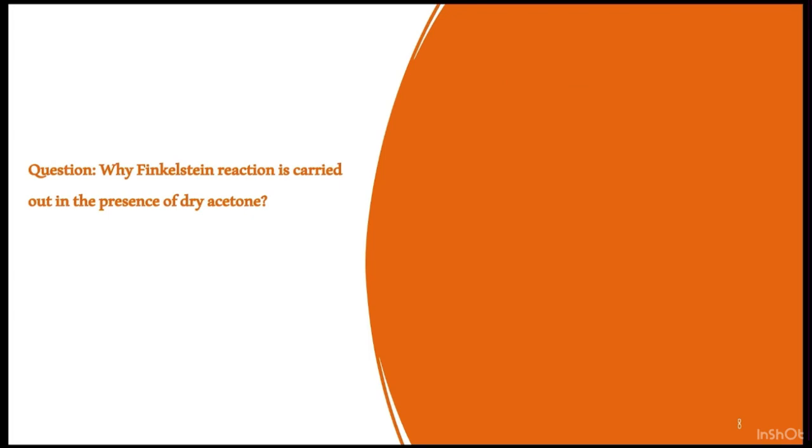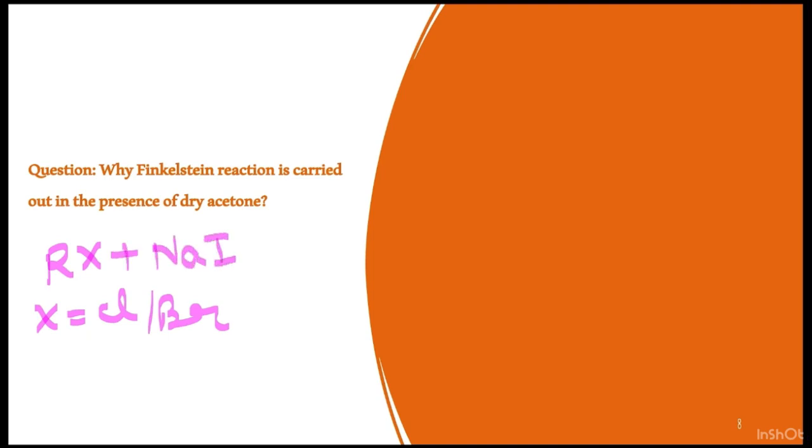The next question is why the Finkelstein reaction is carried out in the presence of dry acetone. We all know that the Finkelstein reaction is when you have an alkyl halide, specifically chloride or bromide, and you react it with sodium iodide in the presence of dry acetone so that we can get alkyl iodide along with NaX. NaCl or NaBr will be the byproduct.